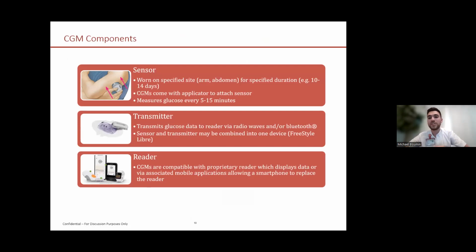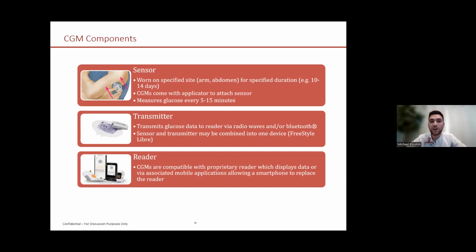So looking at the components of these systems, how do I use the system? What do I need? So the system consists of three main components. You have your sensor. As you can see, this person here is applying their sensor to the back of their arm. The site is dependent on the system, so arm or abdomen. And the duration of time you can wear that sensor, again, is dependent on the system. So some systems are 10 days, some systems are 14 days. So you wear them consecutively those 14 days, you don't take them off, you can shower with them, you can do whatever you want with them. And then at 14 days, you pull it off like a bandage and put a new one on.